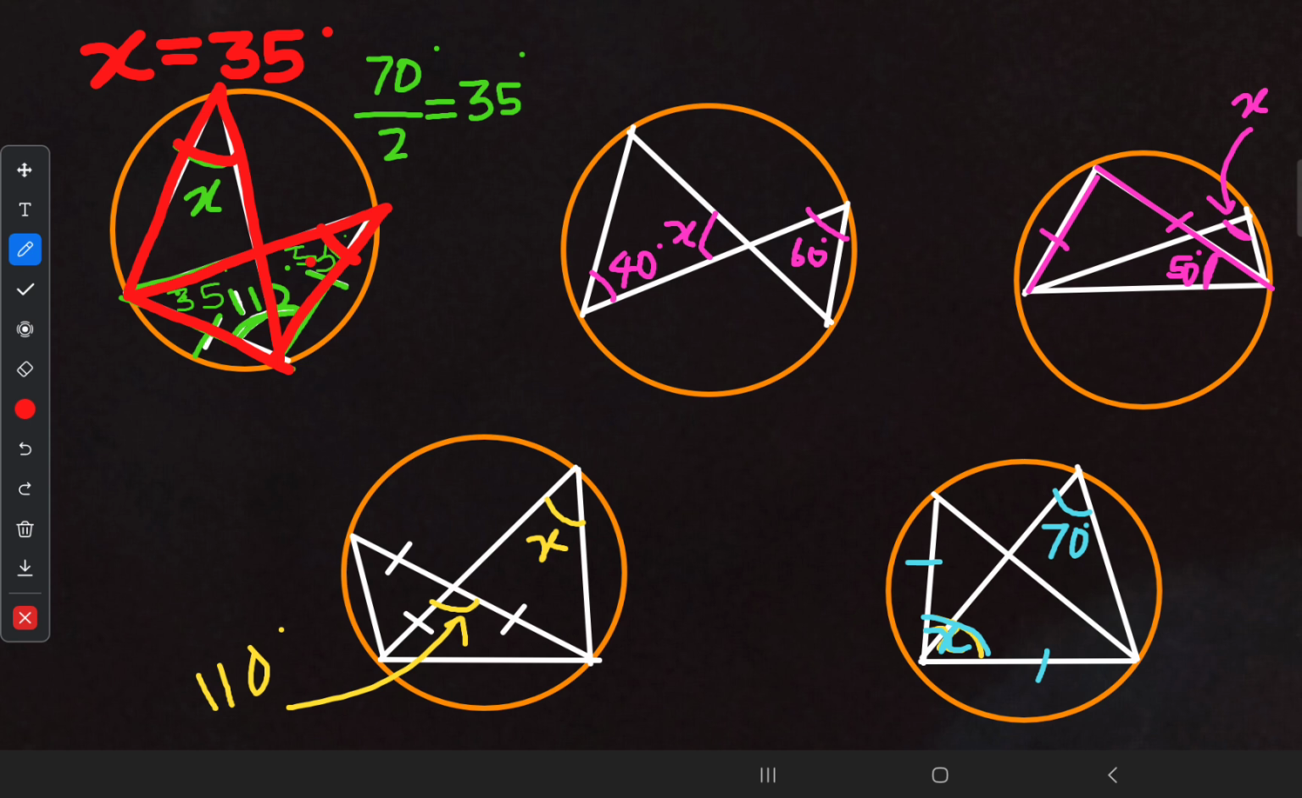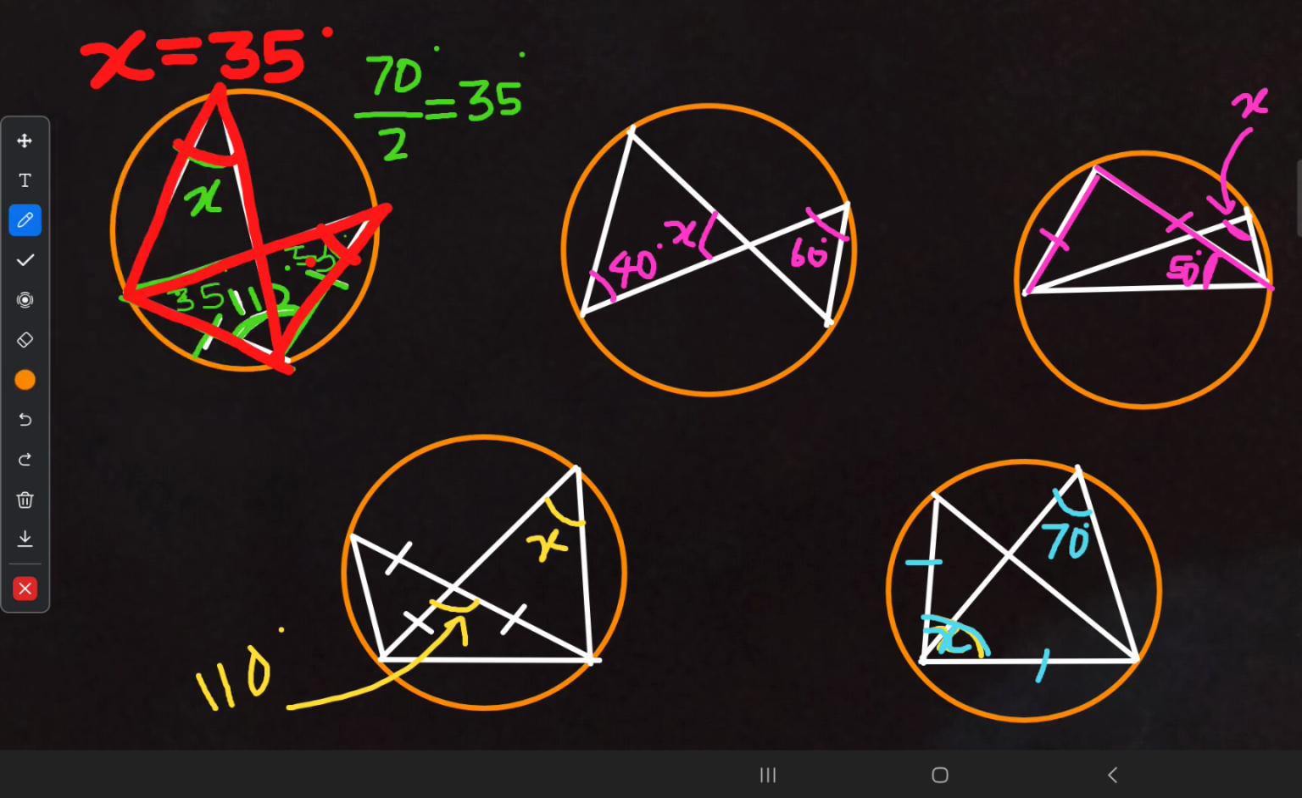I'll repeat once more. From 180 we subtracted 110, that is 70. 70 is divided by 2 because that is an isosceles triangle. Then 70 divided by 2 is 35. According to our previous theorem, we found x as 35. For the second one, it's way easier than the first one.